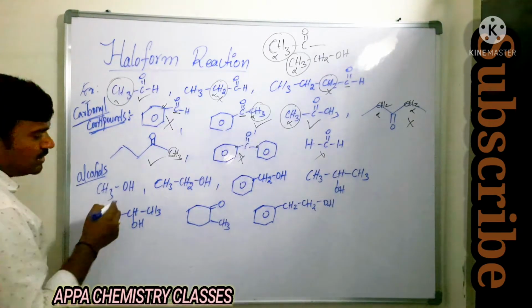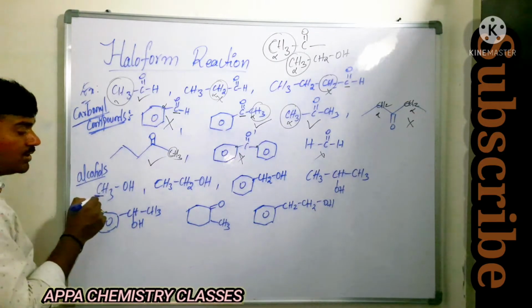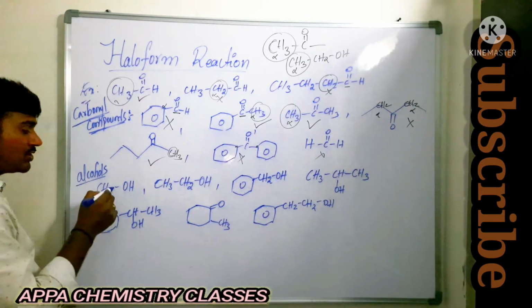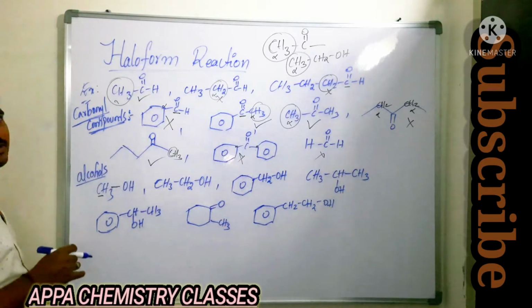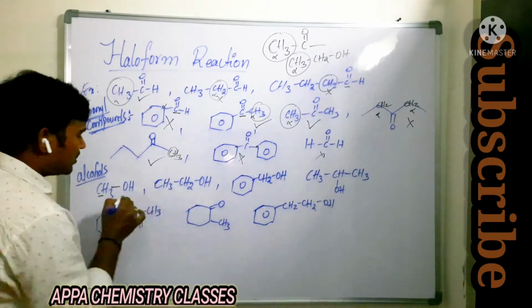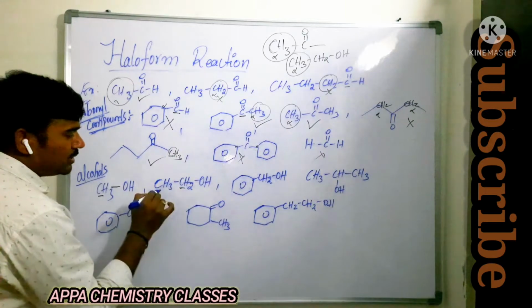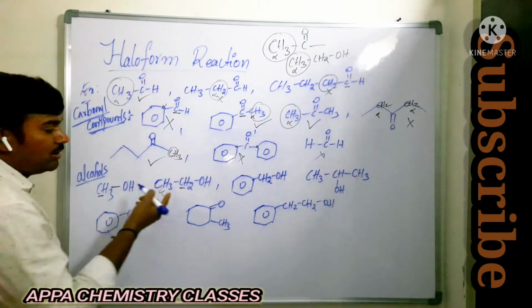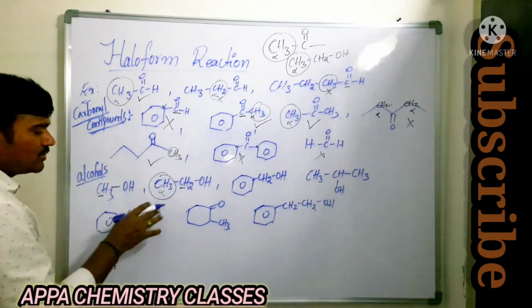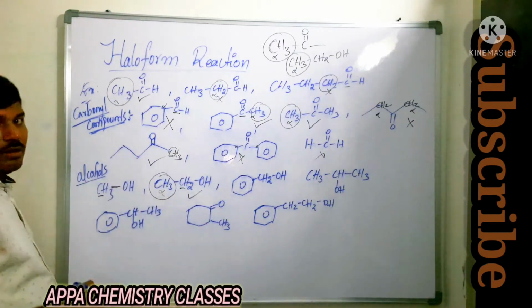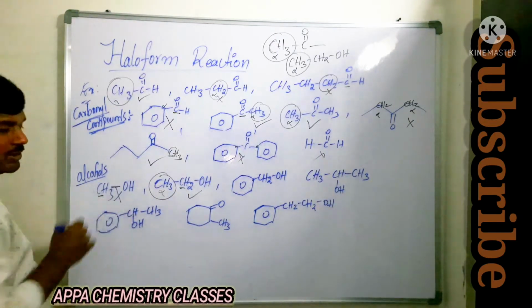What happens? This is methyl alcohol. This is not an alpha carbon; it is the carbon attached to the functional group. The carbon adjacent to the functional group carbon is called the alpha carbon. An alpha methyl group in an alcoholic functional group will also participate in the haloform reaction, but here it does not participate.